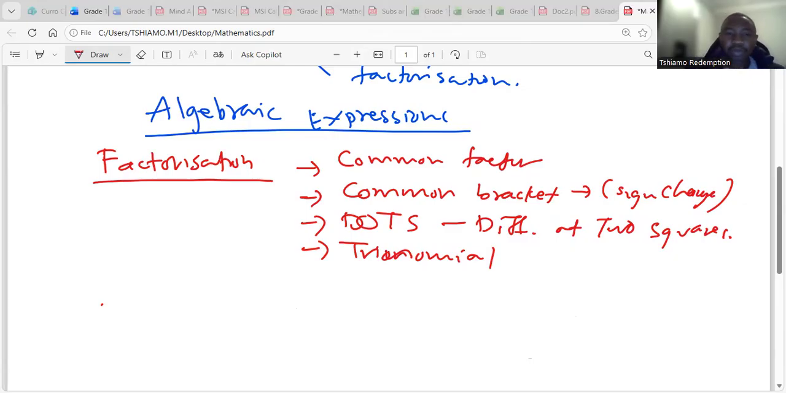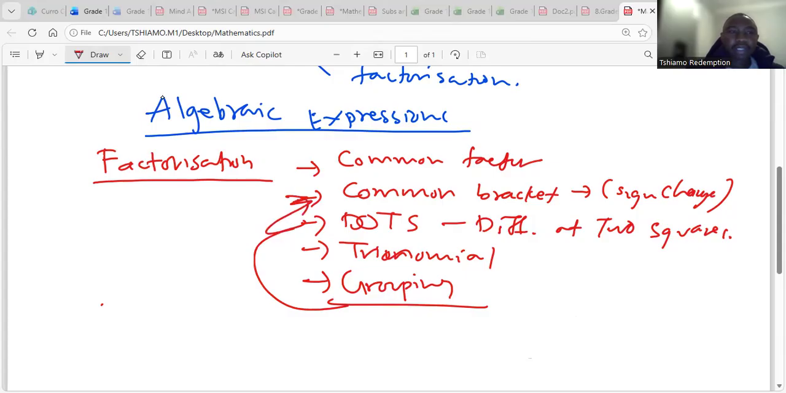I think grouping also, yes. Grouping forms part of the common bracket. So I'm going to do, let's say, 3 questions of each, and then you should be able to answer any question based on that. Okay, so now let's look at it.